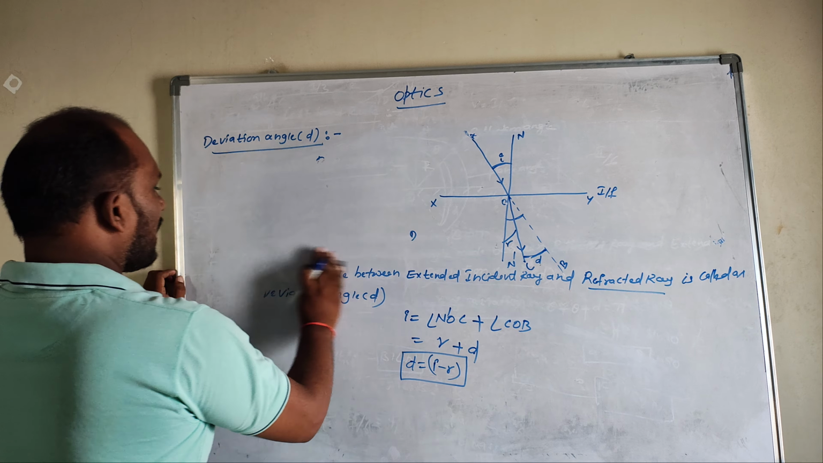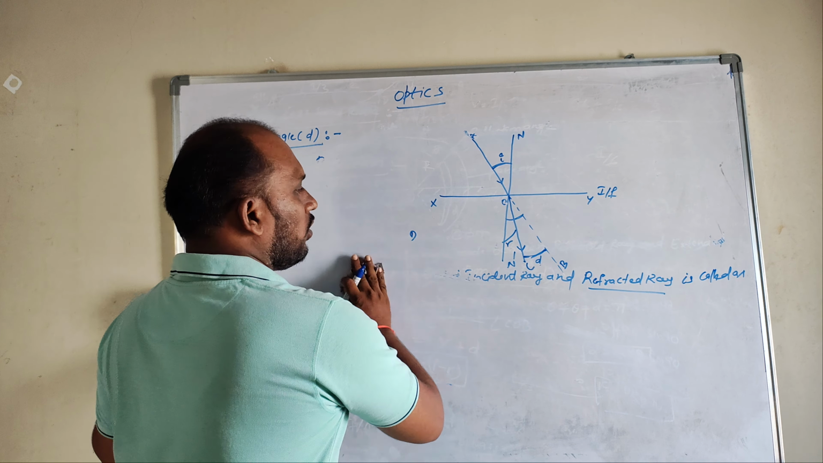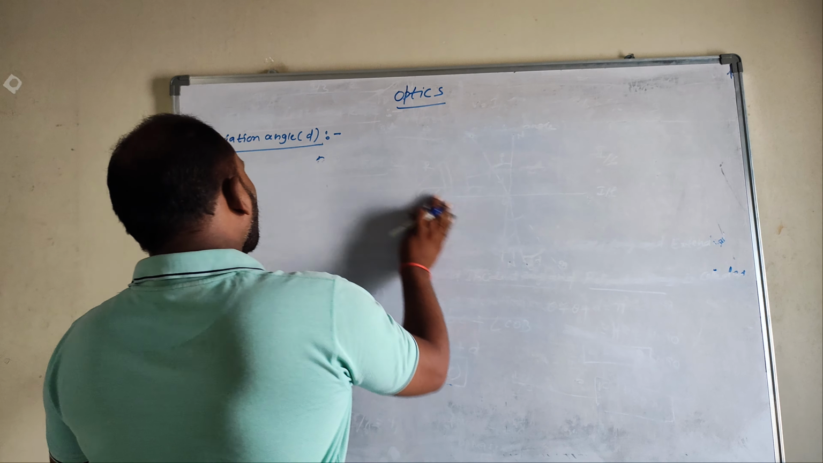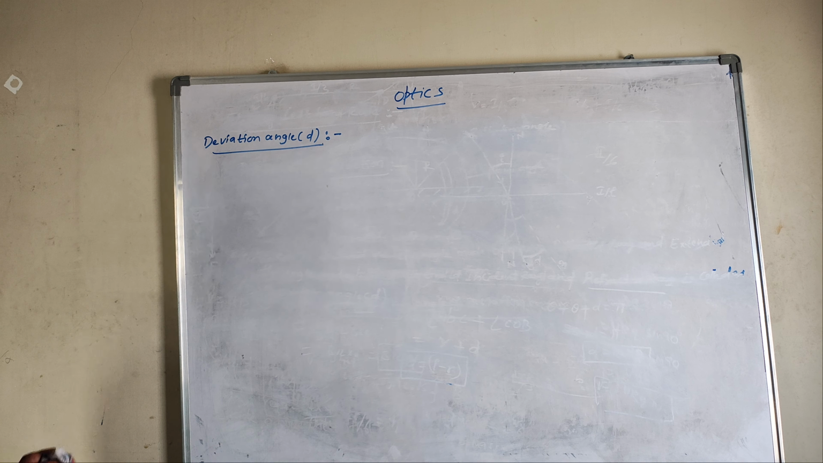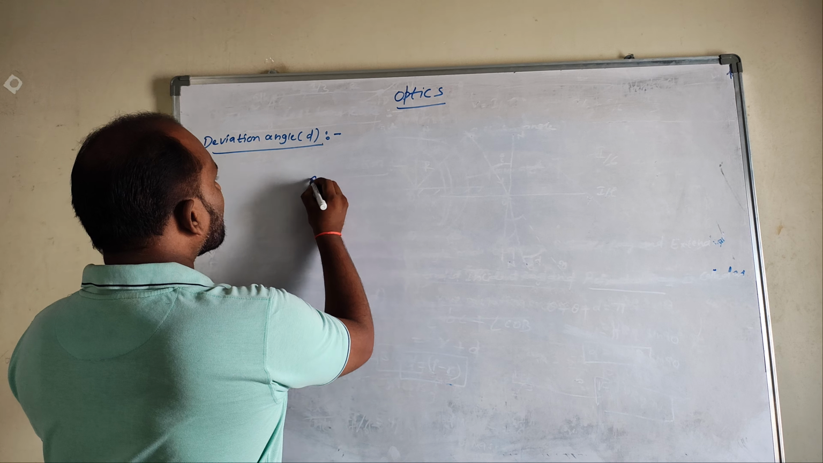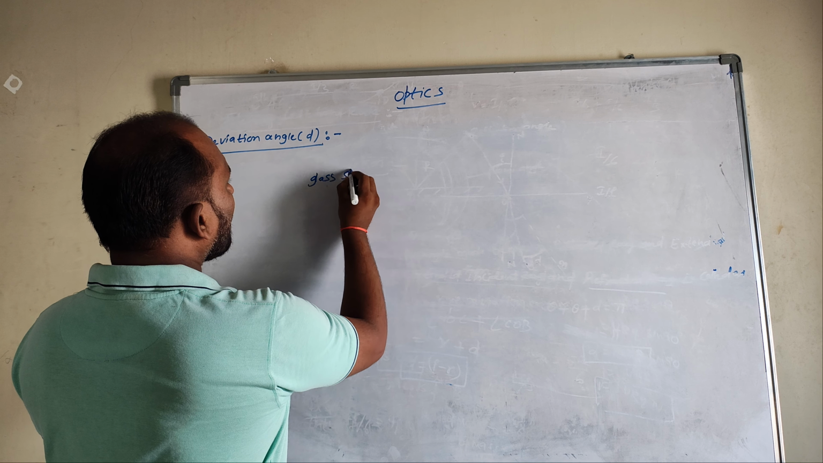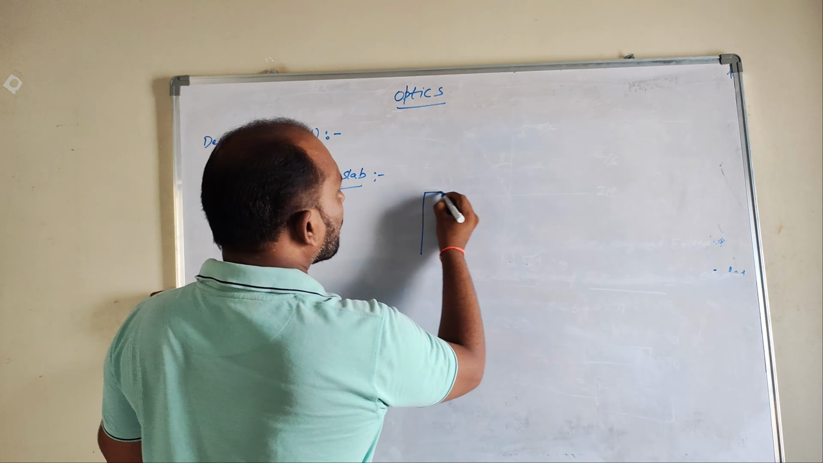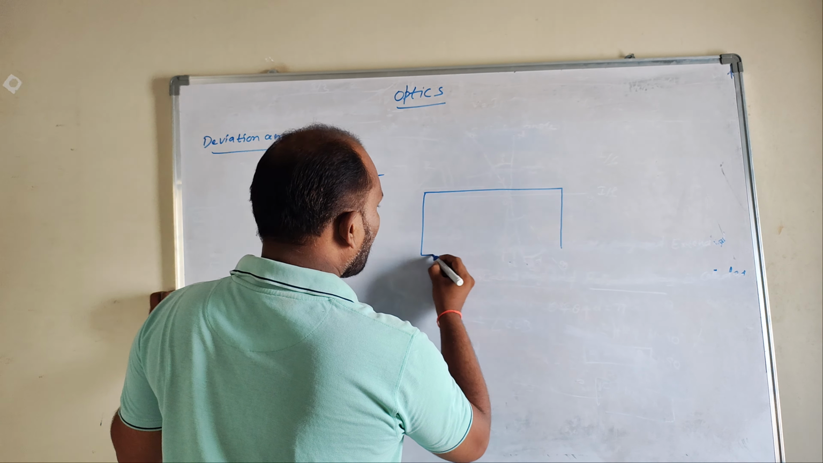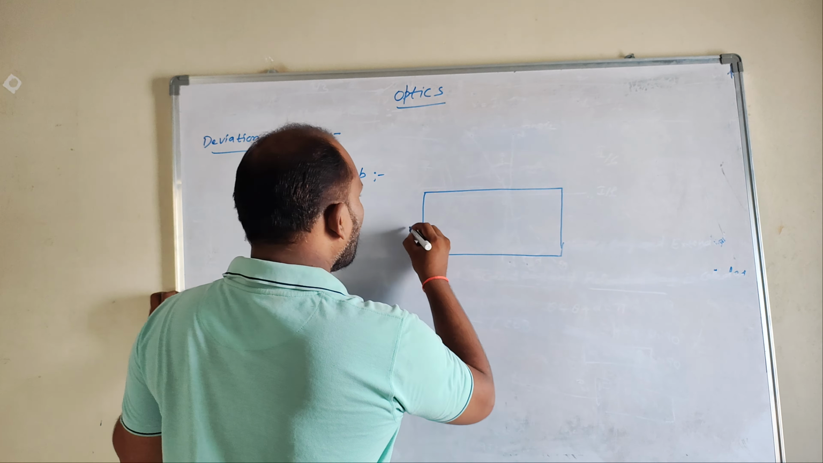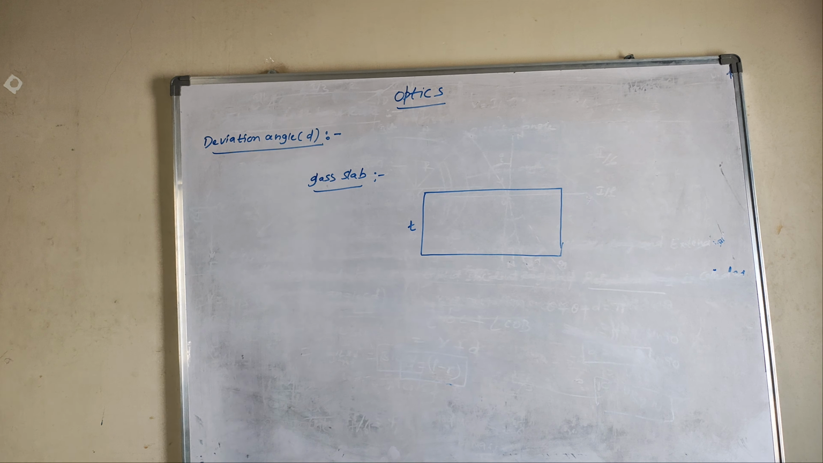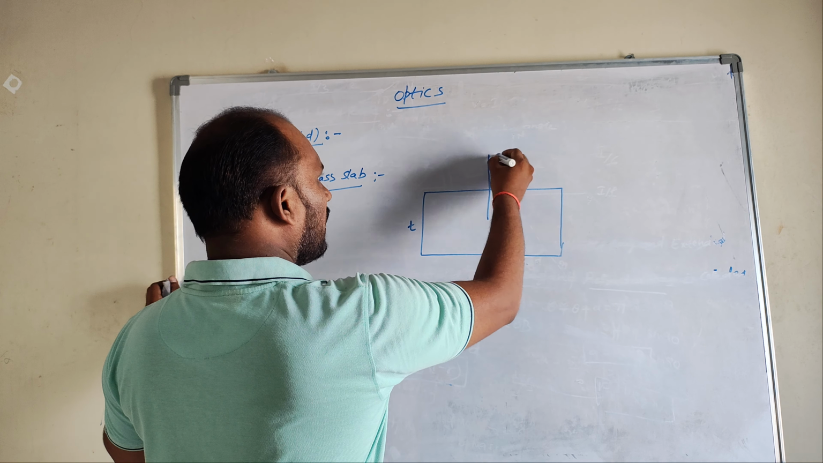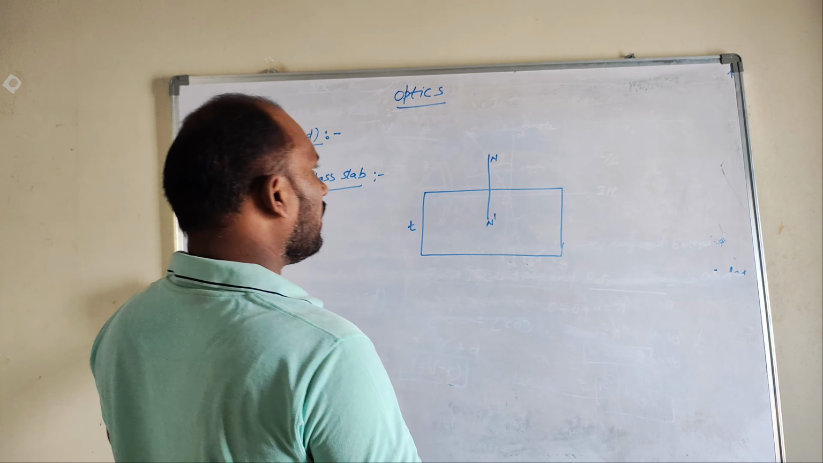So let's see how to find the deviation angle in a glass slab. I am taking a rectangular glass slab. T is the thickness of the glass slab, guys. I have drawn a normal line right now. This is N dash.